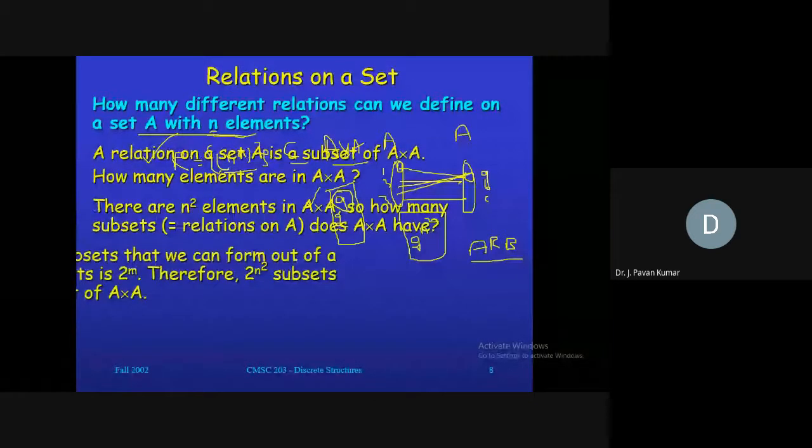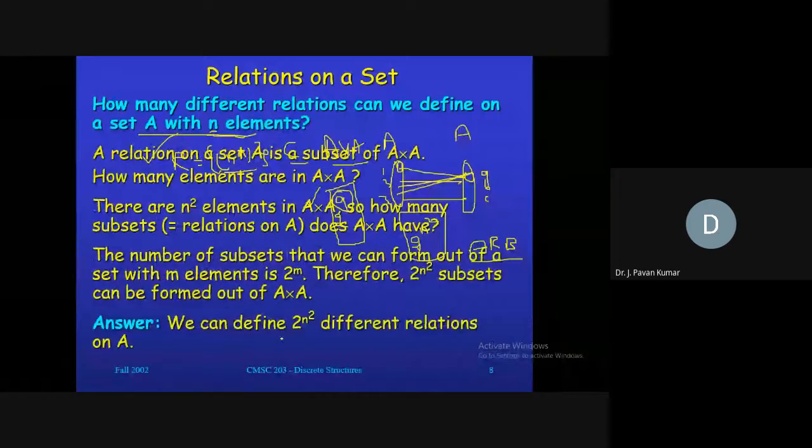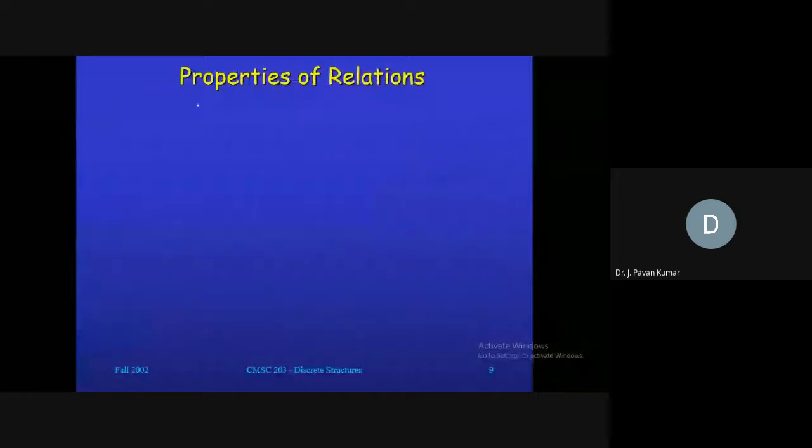The same explanation is also mentioned here. So 2 power n square different relations we can define. Next, this is a very, very important topic for the GATE exam as well. These properties of relations, please try to concentrate.